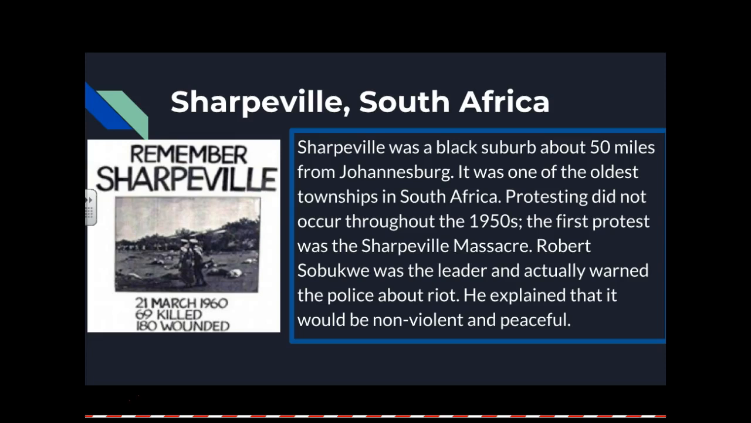But Robert, I don't know how to say his last name, actually wrote a letter to the police saying, "Hey, we're going to be having a protest. It will be unarmed. It will be nonviolent." He told them this was going to happen so they wouldn't think the protesters were going to be violent. Lo and behold, that didn't actually do anything.